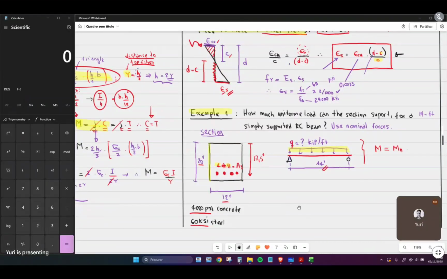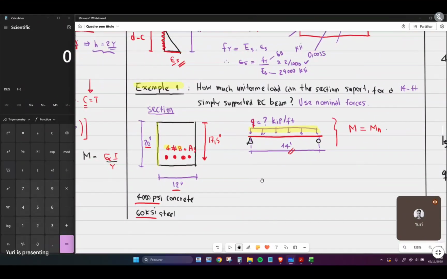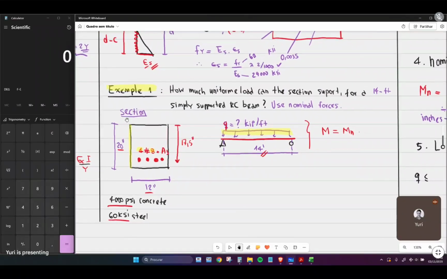Okay, guys, so as we talked previously, we're going to do now an example in which we are going to determine the capacity of this reinforced concrete beam, which is a simply supported reinforced concrete beam over a 14 feet span. And the cross section of the beam is 20 by 12 inches. It's a 4,000 psi concrete, right?